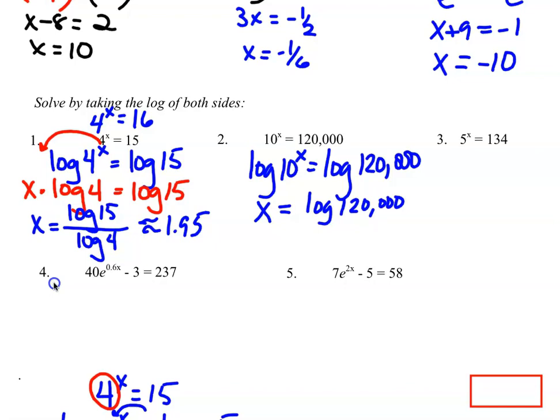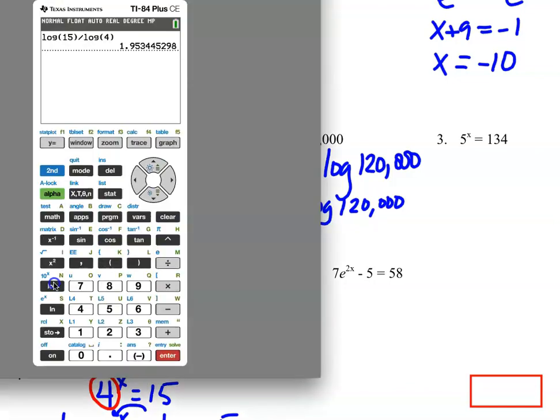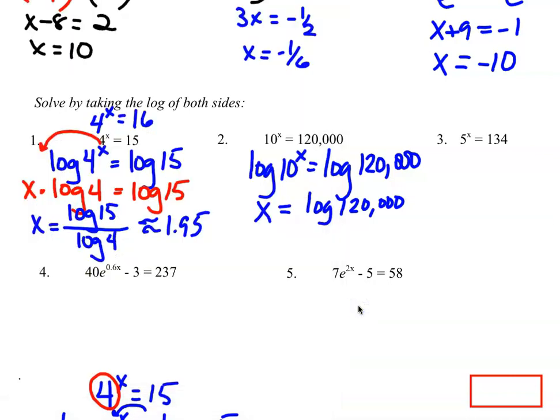So again, let's grab our calculator. Common log of 120,000. And we have an answer of about 5.079. All right. Go ahead and pause the recording and try number 3.